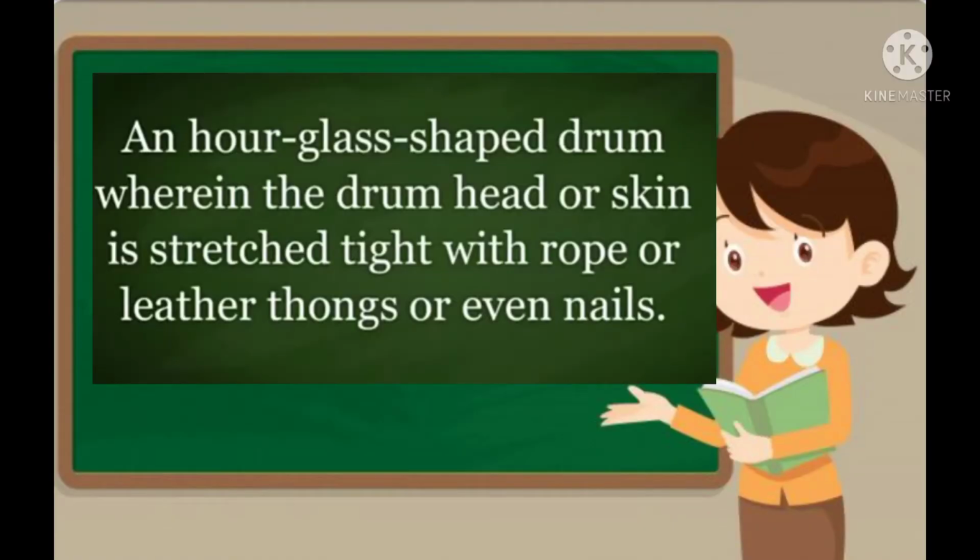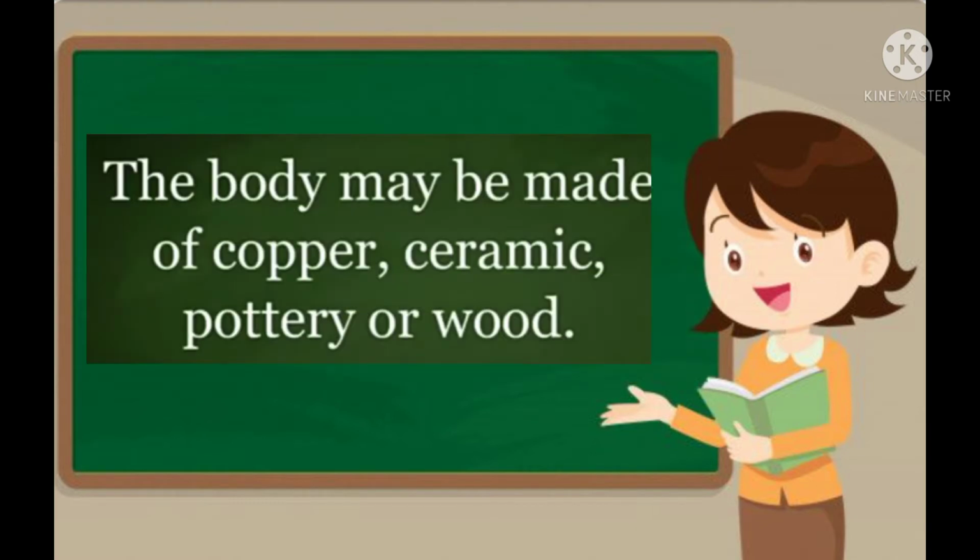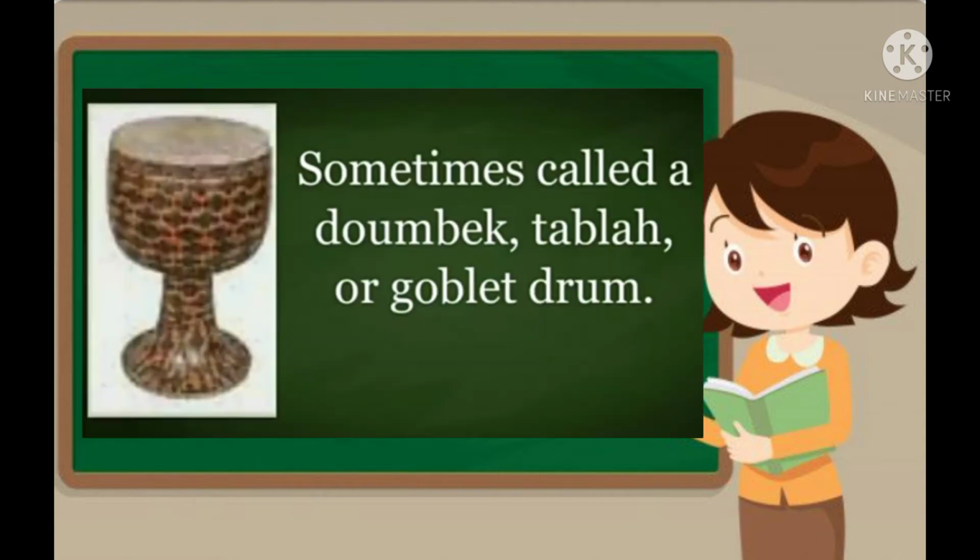Another is an hourglass-shaped drum wherein the drum head or skin is stretched tight with rope or leather thongs or even nails. The body may be made of copper, ceramic, pottery, or wood. Sometimes this is called as dambik, tabla, or goblay drum. So let's know about this drum by watching this video.